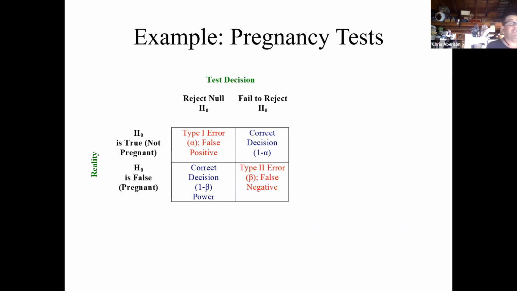If the null hypothesis was actually true and the person is not pregnant, that's a false positive. Or you're actually pregnant and the test correctly confirmed that. That's power, or a correct decision. Failing to reject the null, this is when the test says, no, you're not pregnant. Well, it could be correct when you're not pregnant, but if you were actually pregnant, that would be a false negative. It would be the wrong result.